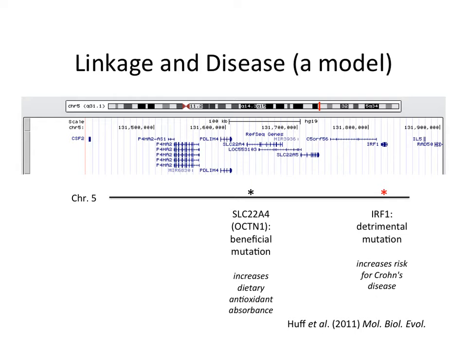Look at where they're located. What sort of genetic terminology have we used recently that we would use to describe those two mutations, those two alleles? They're linked. They're on the same piece of DNA. If you inherit one, you inherit the other. So they travel together. If you get the mutation that causes Crohn's disease, you also get the mutation that increases dietary antioxidant absorption.